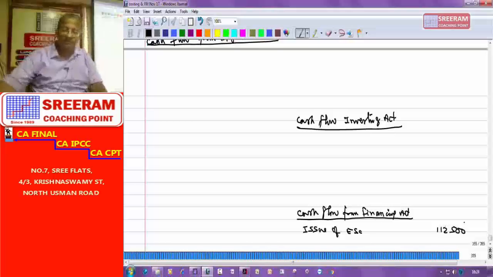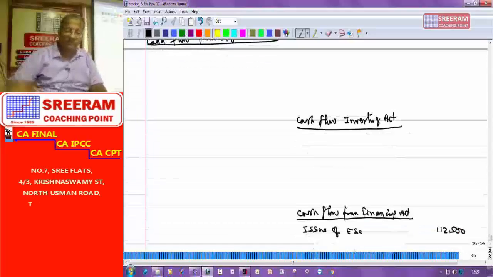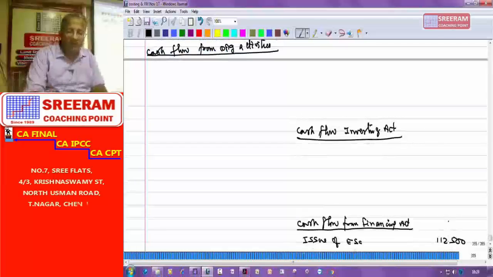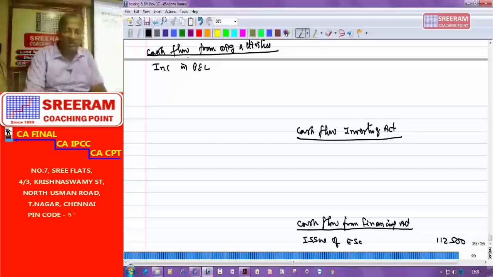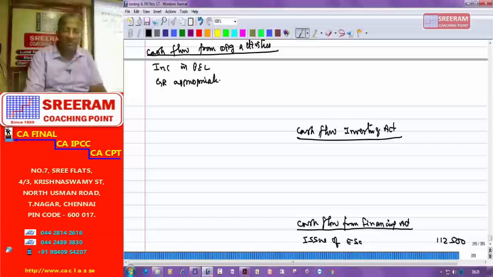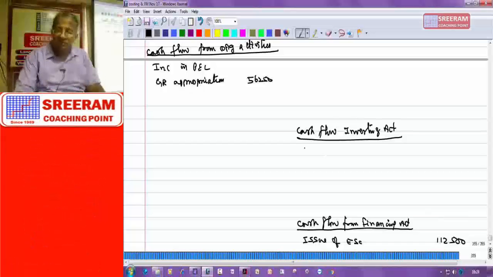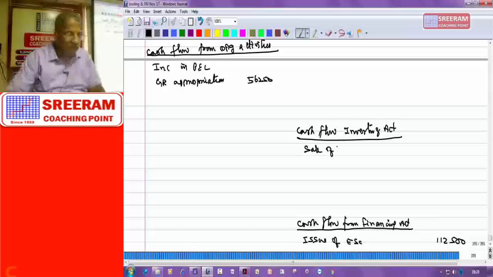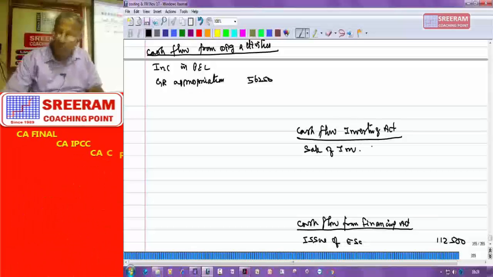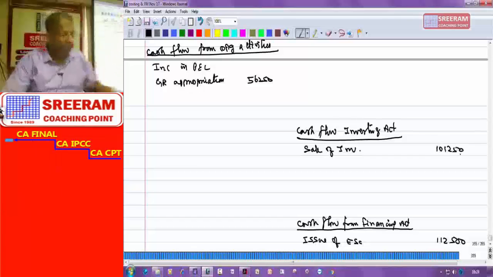General reserve. Increase in P&L account that we will update. So general reserve appropriation 56,250. Capital reserve, sale of investments. How much is that? 101,250 without brackets because it is an inflow.